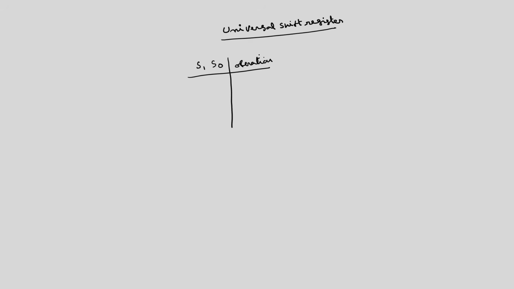You can design in any way. So, I am designing this circuit such that 0 0 is no change, whatever the state of the register, it remains in the previous state only. 0 1, I want to shift right. 1 0, I want to shift left. 1 1, I want to apply parallel load. So, what will be the circuit diagram for this?